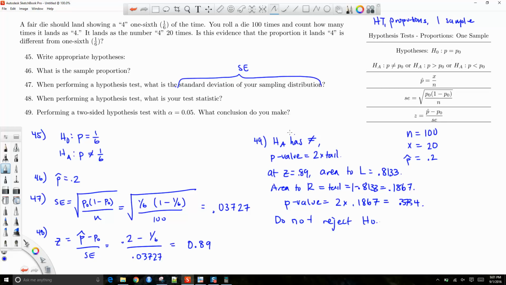Why are we taking the area to the right again? Because we want 2 times the tail area. Our z-score is positive, so our tail area is the area to the right.